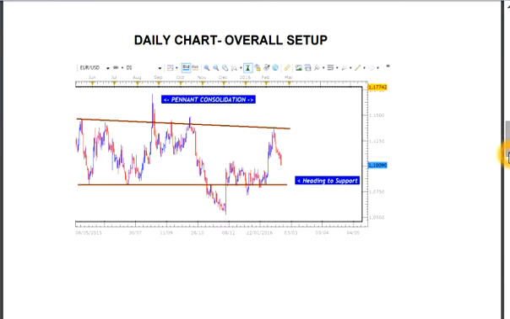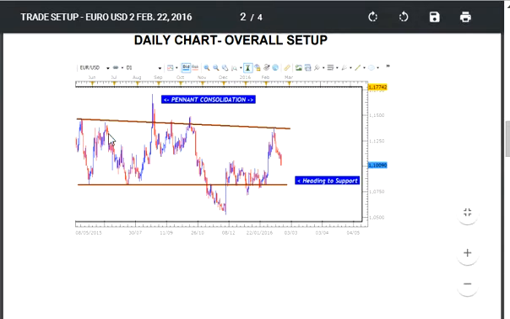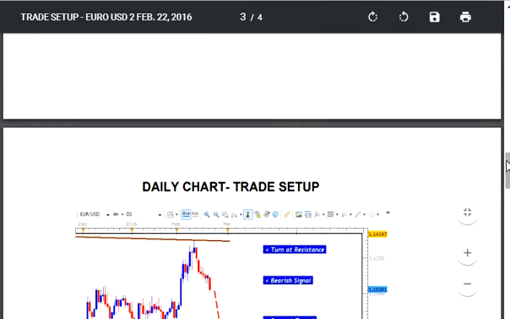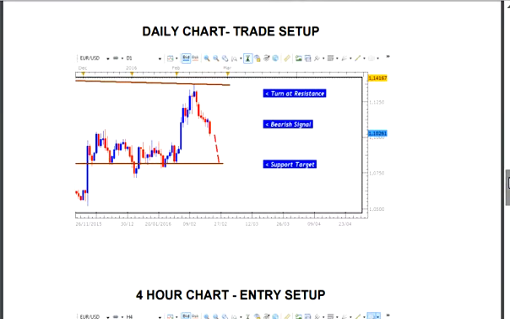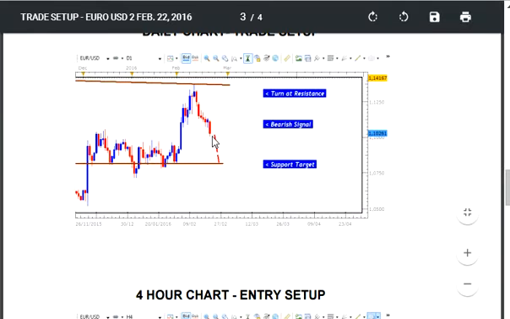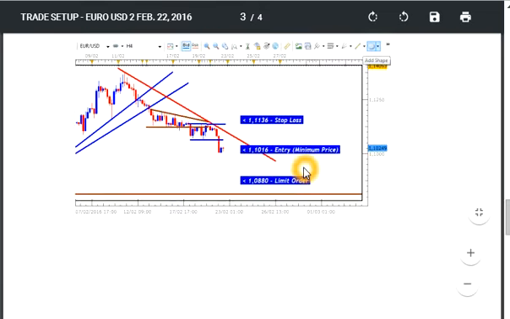As you can see here, this is the overall setup. Large pennant consolidation, turned at the resistance boundary, and is expected to head towards the support. The trade itself is trading this bearish engulfing candlestick formation, which is expected to take us down to the support boundary. Entry setup on the 4-hour chart, with stop loss placed above the downtrend line and the resistance of the range setup.